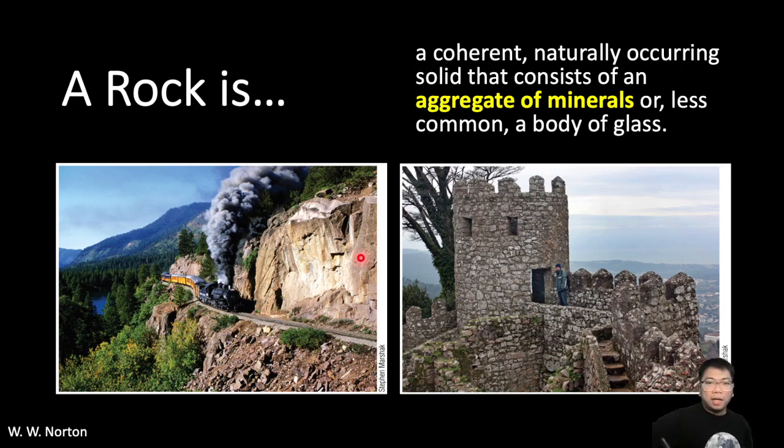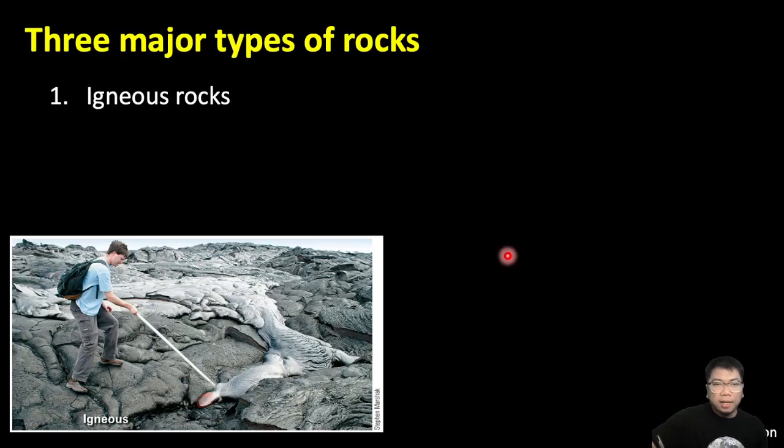Rocks are very important for us because whenever we make infrastructure, for example the rails for trains, we have to consider what type of rocks we have nearby. Obviously, because of the strength of rocks, people have also built buildings out of rocks for many, many years.